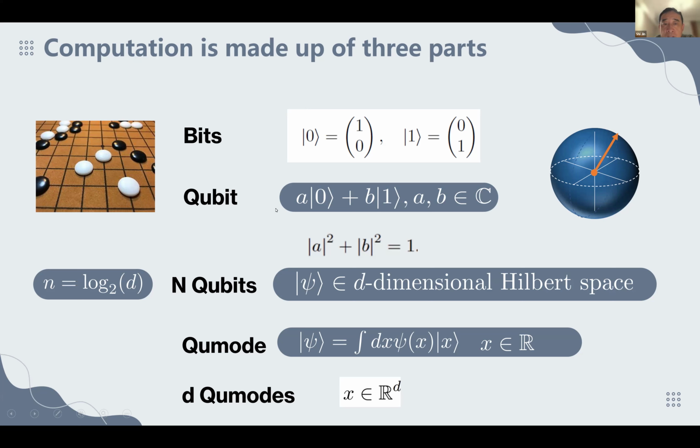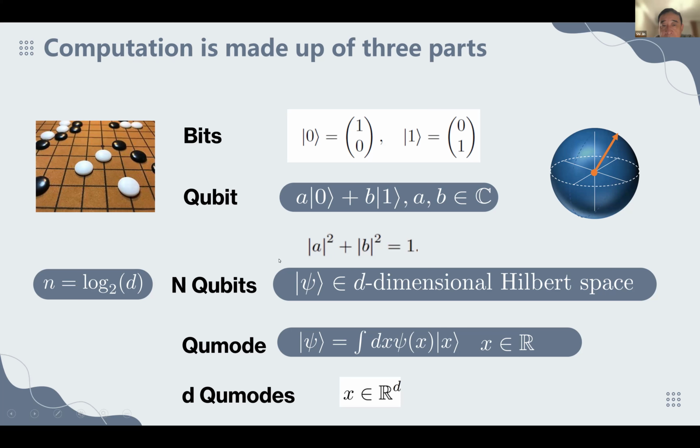A quantum bit, or qubit, is a linear combination of these two basis vectors, but in the complex plane, okay? Here a and b are complex numbers, and you normalize them, all right? So it's a unit vector, a point on this unit sphere, while the classical bit is just two points on the sphere, and quantum bits represent all possible points on this sphere. So we're going to compute simultaneously all the information on this sphere, essentially.